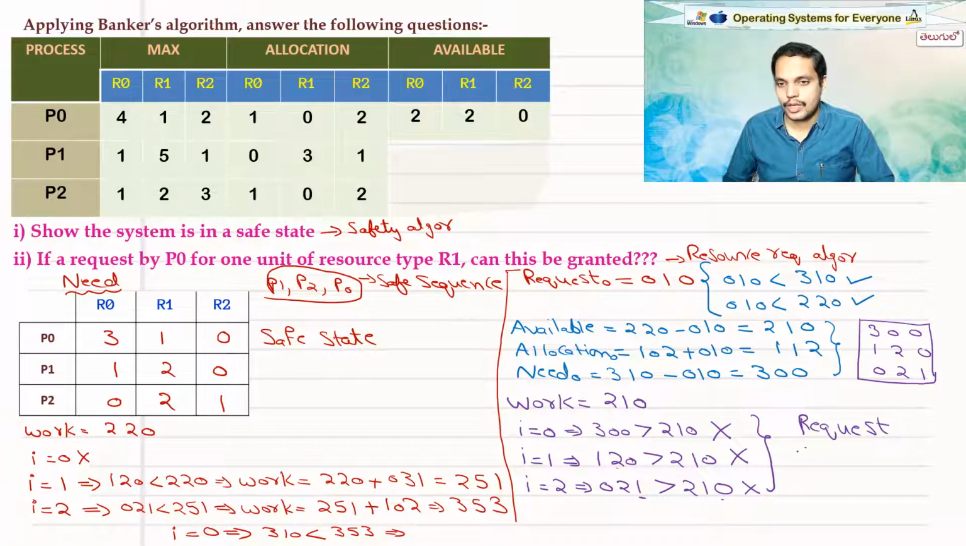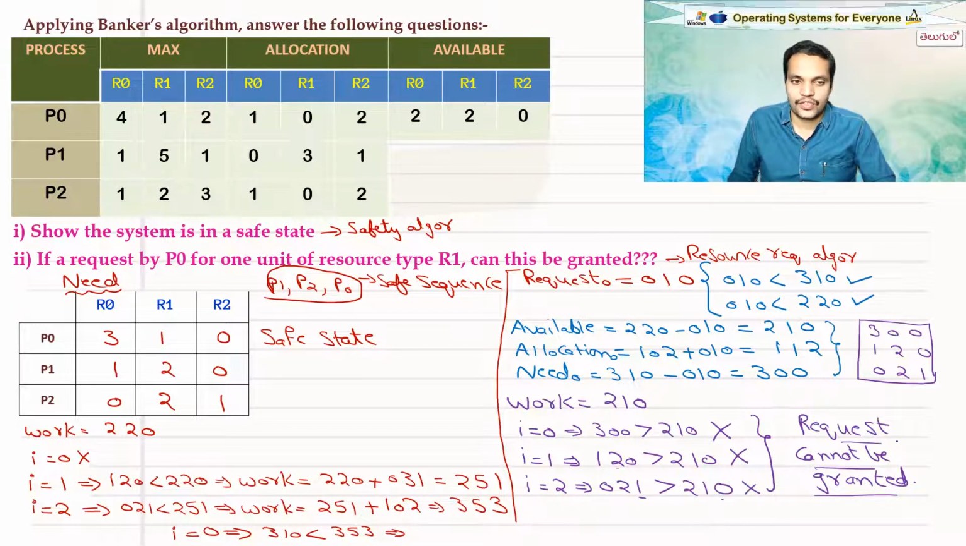This request cannot be granted, simply because if I grant this request, the system is going into an unsafe state. If it goes into an unsafe state, there is nothing that we can do. So this request cannot be granted.